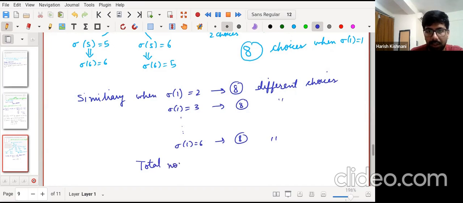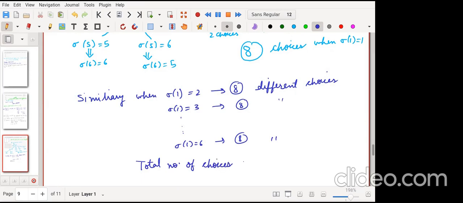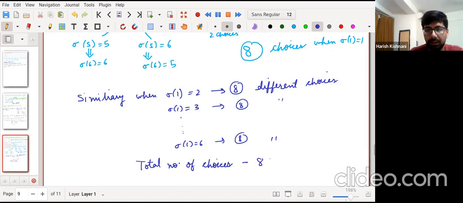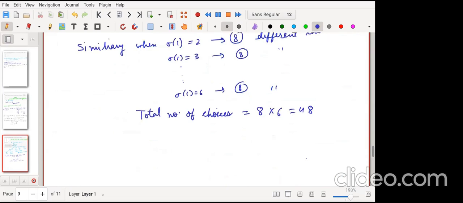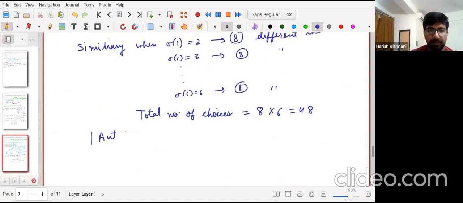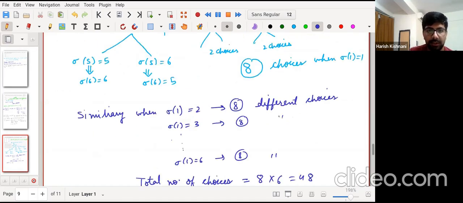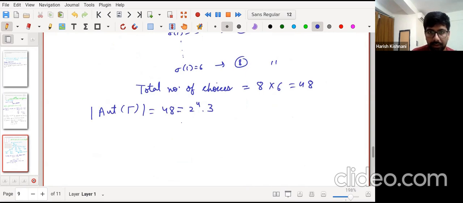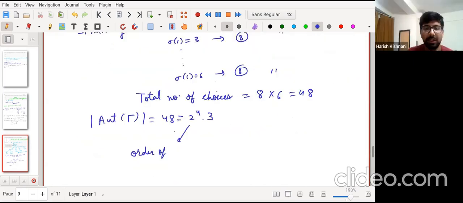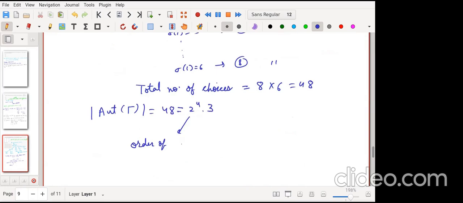Shalini, can you tell me the total number of choices? 8 into 6, that is 48. 48 is already an option, which is the correct one. Sorry, this is just the order of the group. Now Sylow 2 subgroup has order, out of this 48, which is 2 raised to 4 times 3. So from here, the order of Sylow 2 subgroup is 16, and the order of Sylow 3 subgroup is 3.